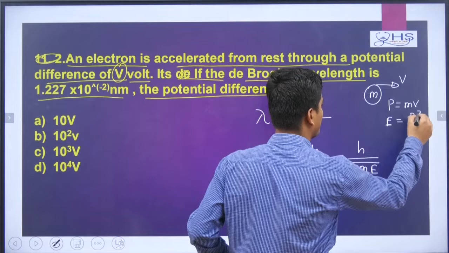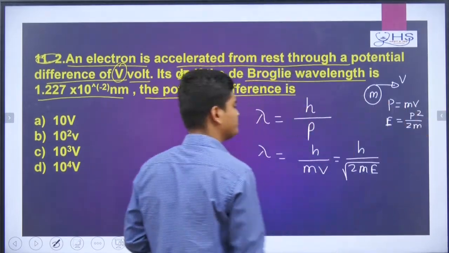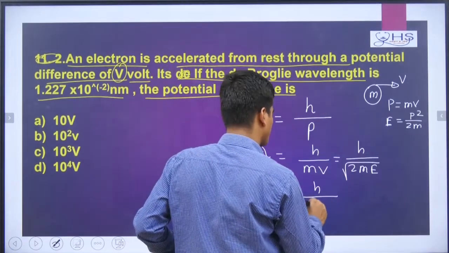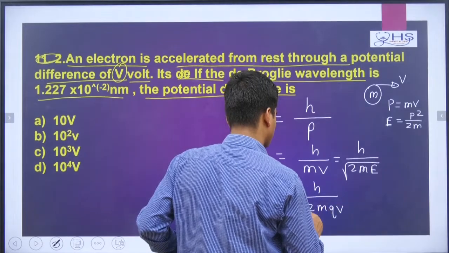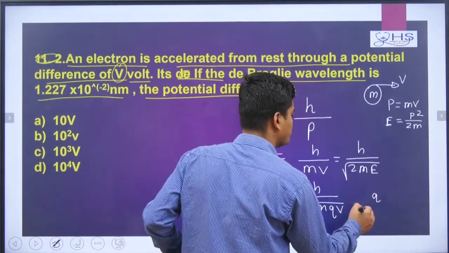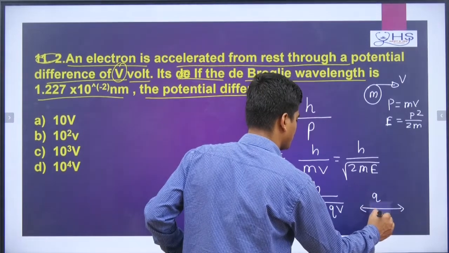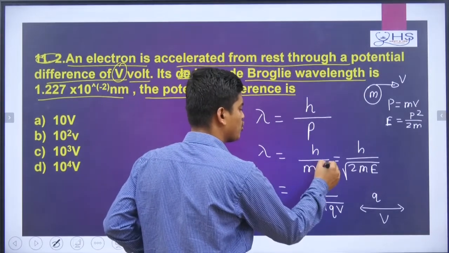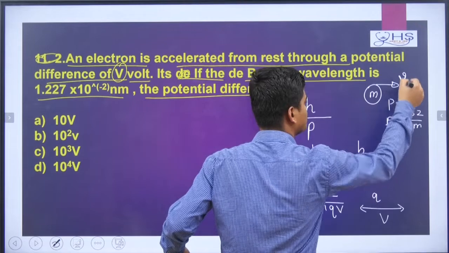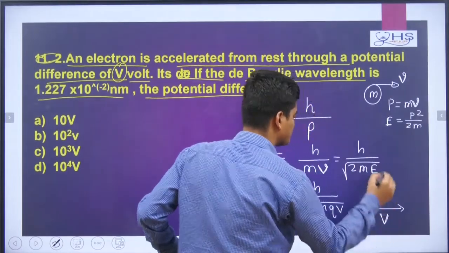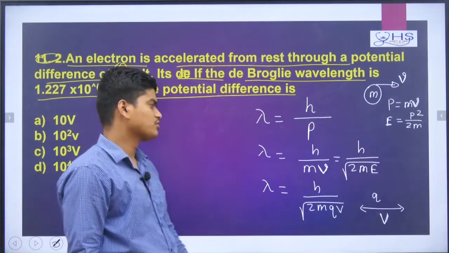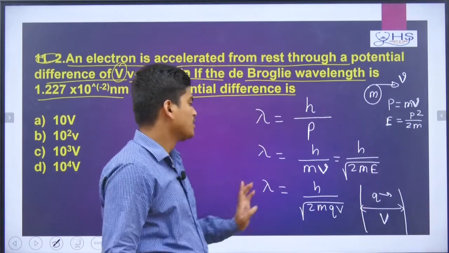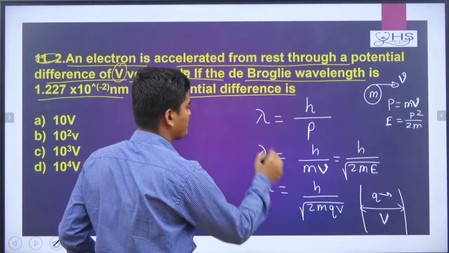Taking kinetic energy, which is p square by 2m, you can also write the wavelength as h by root 2mqV. Suppose a charged particle is moving in a potential difference V, then what will happen? Remember, small v is the velocity of the particle, and capital V is the potential. So if a charged particle is moving in a potential V, its wavelength will be h by root 2mqV.